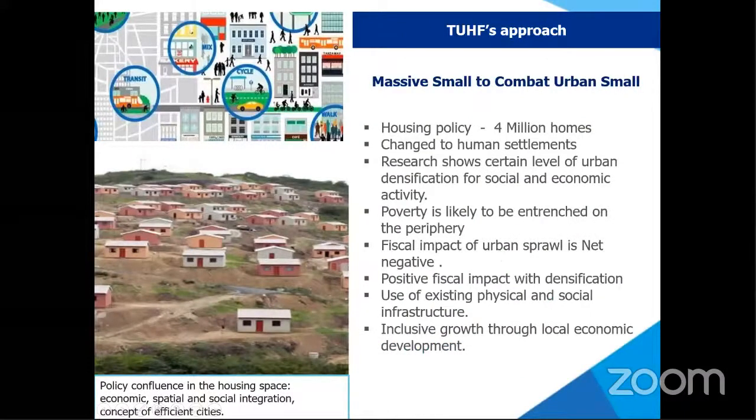South Africa has a major urban sprawl problem. Initially, housing was a budget item, and South Africa, after apartheid, built 4 million homes, which for a country our size is an enormous achievement. But we changed it more to habitats. The policy changed more to habitats and human settlements. And it really was an important shift because urban densification is required for social and economic action. Poverty is entrenched if people are on the periphery, and there's a positive fiscal impact concerning densification. I'm pushed for time, so I'm going to leave that there.